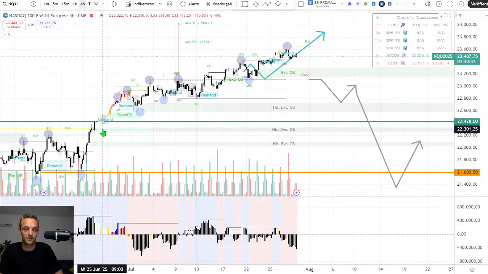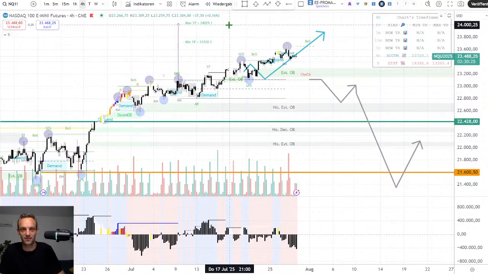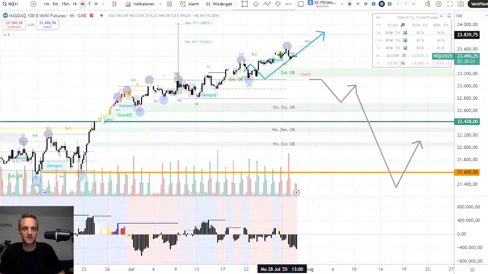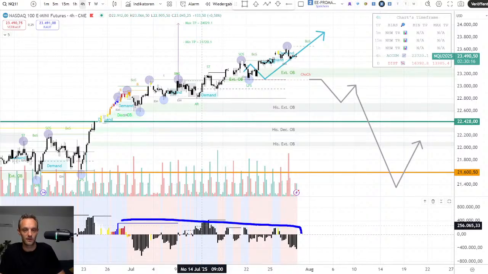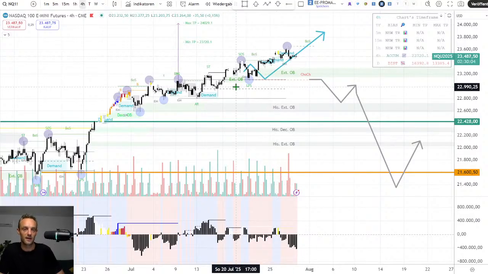We also see a trend which achieved all targets. Yeah, all targets are achieved. We have one more target here at 24,000, which they might take just because they can do it. But take a look at the volume in the 4-hour chart here. We don't have a lot of buying volume, no aggressive market participants anymore. It's just a drift to the upside.